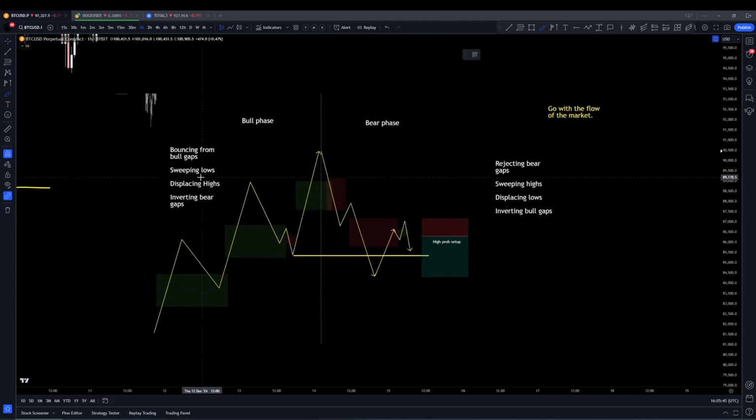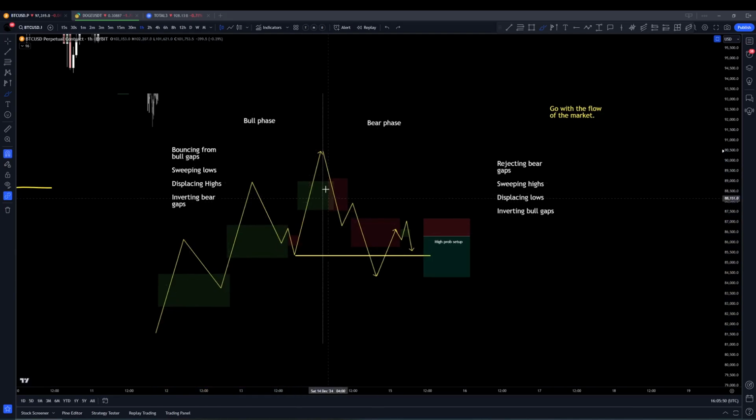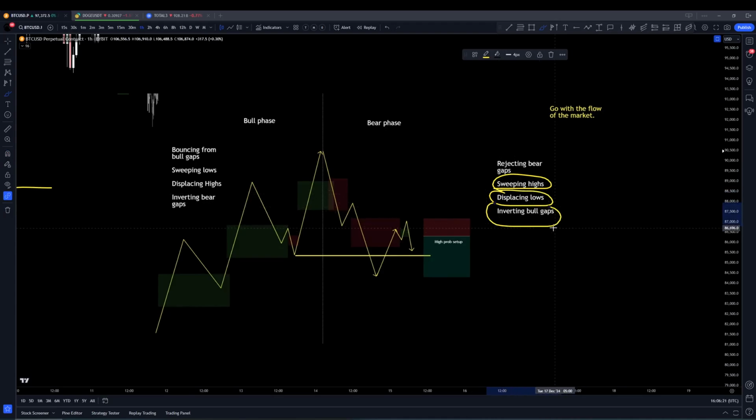So you can see this is clearly a bullish market. We're holding bullish gaps. When we fail to do so, what we have here is a potential phase shift, going from a bullish phase into a bearish phase. Once we get that potential bearish shift, what will we be looking for? If we suspect we are entering a bearish phase, we're simply going to look for bearish gaps to hold, highs to be swept, displacement or pushing below lows, and inverting bullish gaps.